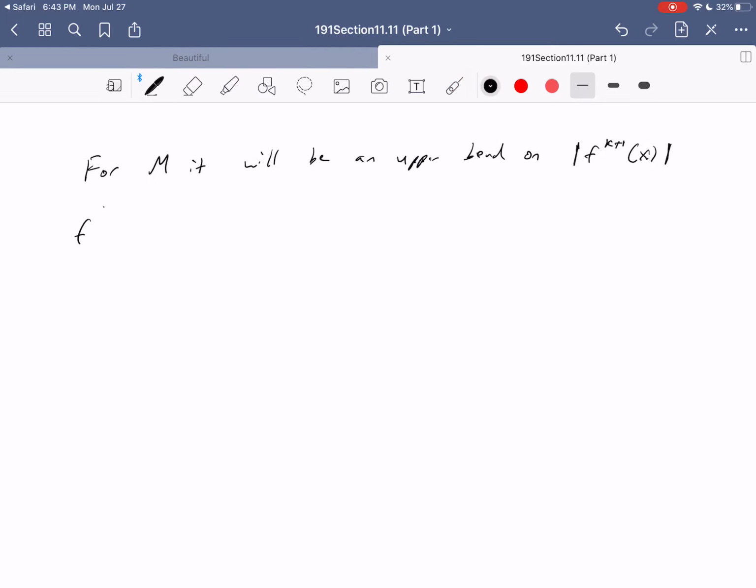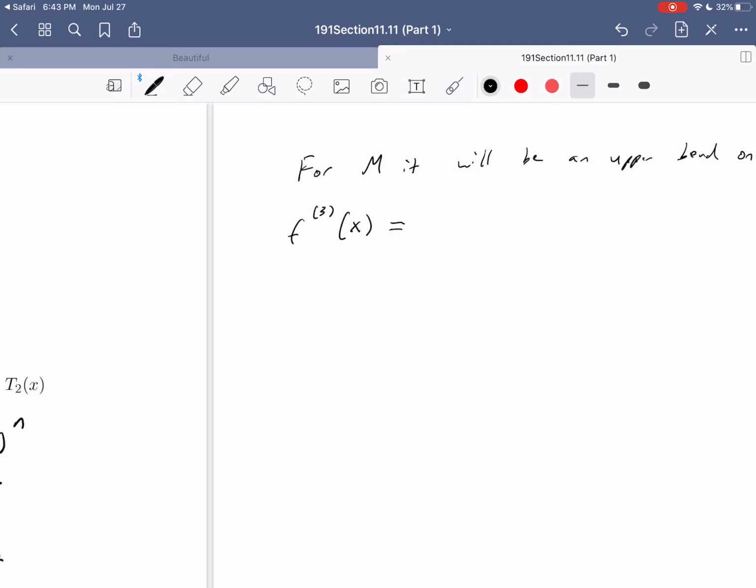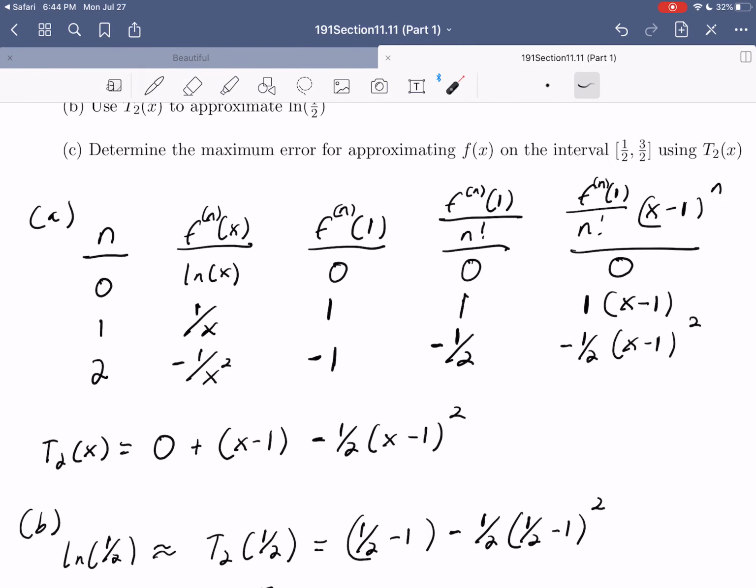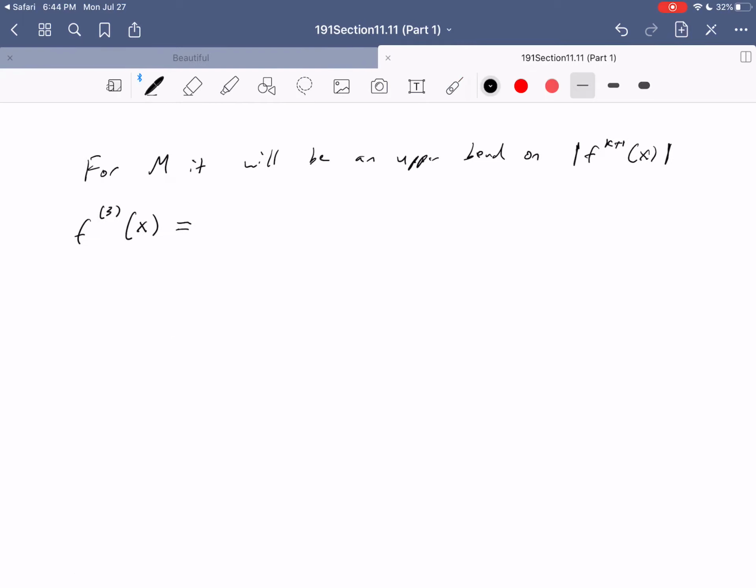So what is the third derivative of our function? Well, we don't have to do all 3 derivatives. Remember, we left off by finding the second derivative right there. So we can just differentiate this, and we should be able to see that we would get 2 over x cubed. So the absolute value of that is also going to be 2 over x cubed.